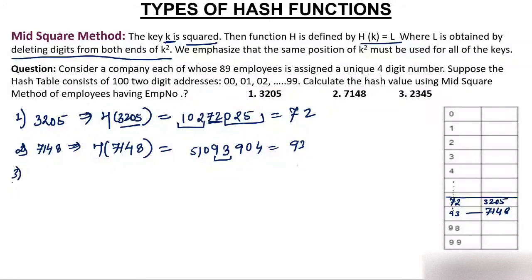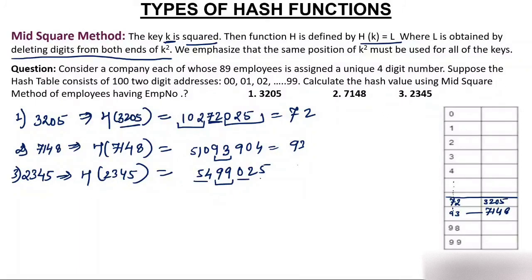Now the third question is 2345. Do you want me to solve it? Yes, I will solve it, because I want to explain one thing. When you take the square of this number, you get 5499025. Now, are you getting any mid value? You have to take a 2-digit mid value. If you take this 2-digit part, is it the mid value? No, this is not the mid value, because here you have only 2 digits and here you have 3 digits.